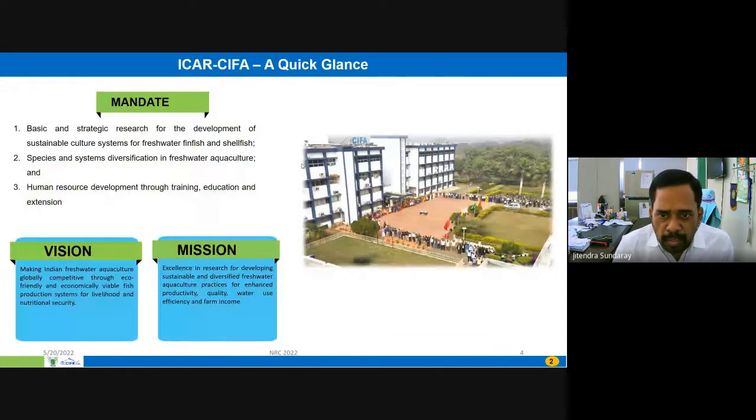ICAR-CIFA, you might be knowing, is based in Bhubaneswar, and we are one of the regional lead centers for NACA. And the focus mostly is basic strategic research, diversification, and human resource development. And if you look at the vision and mission, we are to develop technology which is globally competitive.